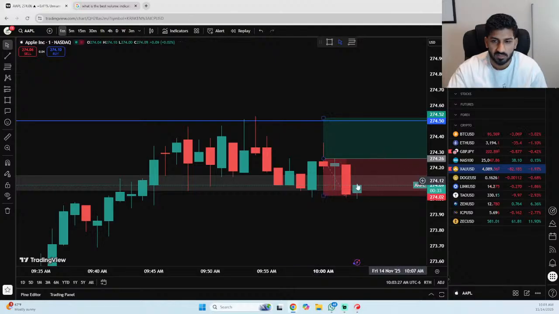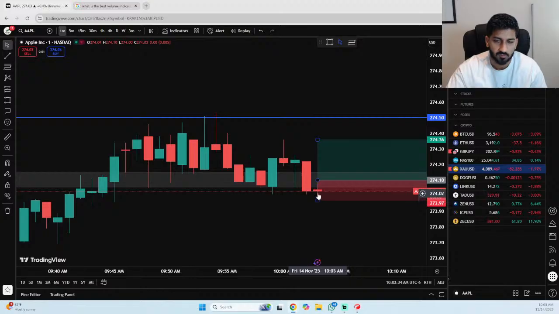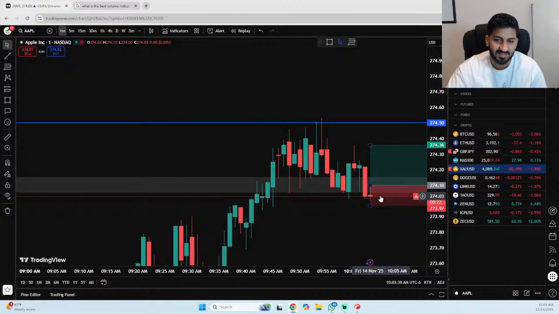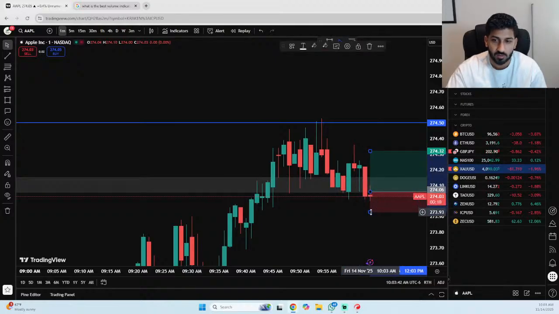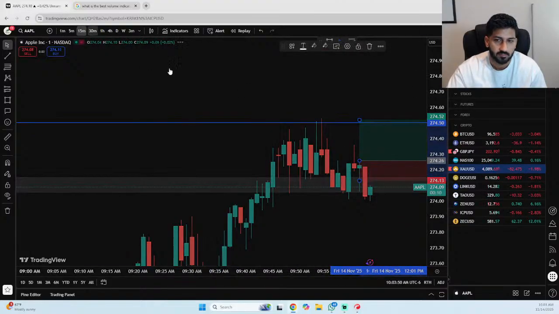If you want to be aggressive, you can literally just enter here and have your stops below the price. But this is with no confirmation. You could get lucky and catch the low, but it's not always going to work. So if you enter right here, you can catch the low.